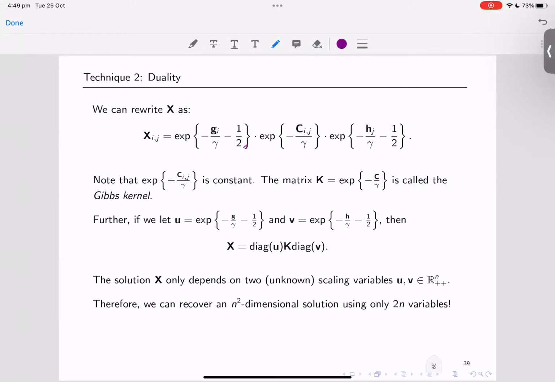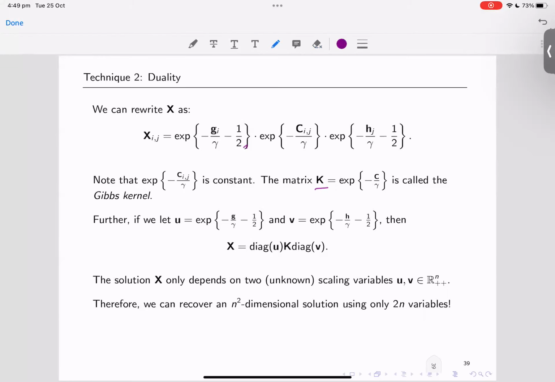And so what I can do with that is I can vectorize everything together, right? Let me show you how to do that. So first of all, I define this matrix K, the exponent of negative C divided by gamma, and we call it a Gibbs kernel matrix in this literature. Okay? So it's basically a constant matrix, right? It doesn't depend on X or G or H at all.